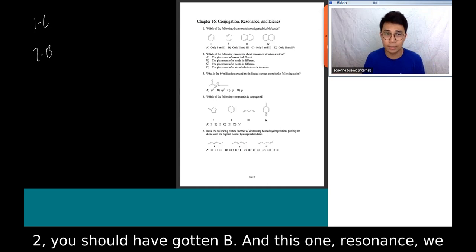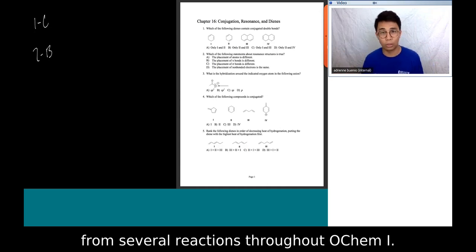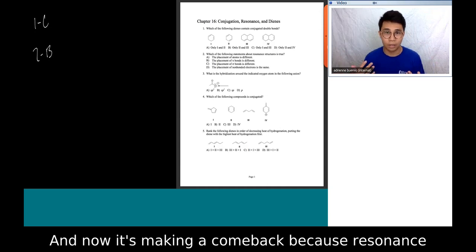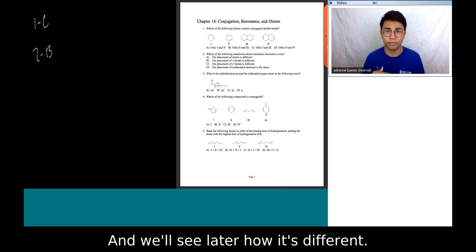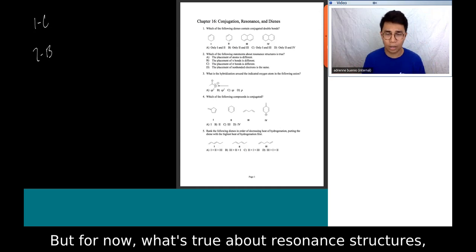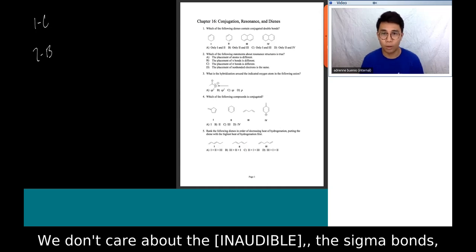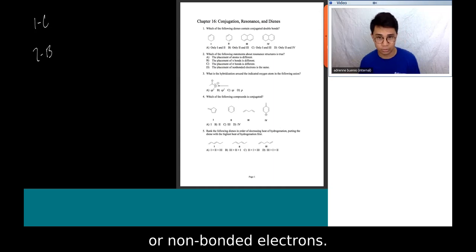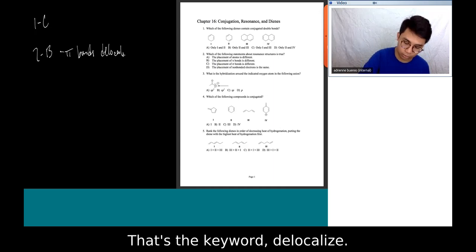And this one is resonance, right? We know resonance from OChem 1. We know resonance from several reactions throughout OChem 1. And now it's making a comeback because resonance is pretty much conjugation, right? And we'll see later how it's different. But for now, what's true about resonance structures? Only the placement of pi bonds is different, right? So pi bonds only. We don't care about the atoms, the sigma bonds, or non-bonded electrons. So pi bonds delocalize, right? That's the key word, delocalize.